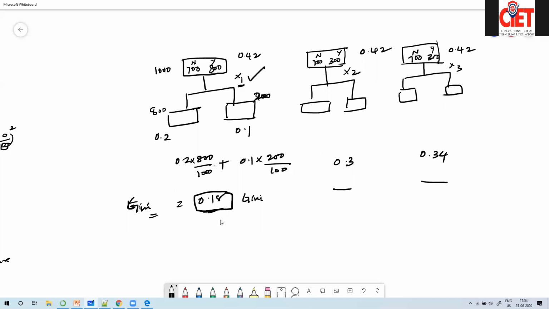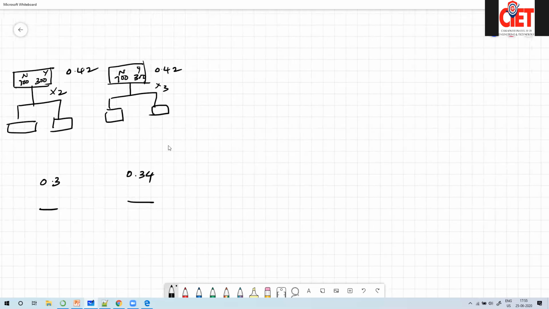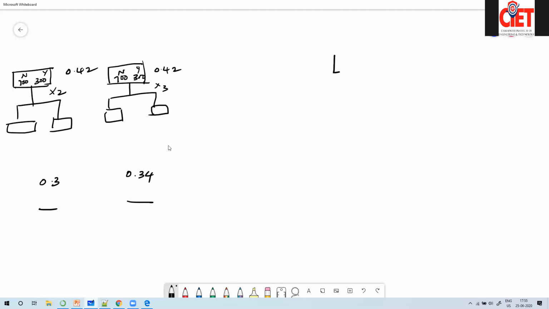Now you have the best split point with x1, which is giving you a Gini of 0.18. x2 is only giving 0.3, x3 is only giving 0.34. And that's how it decides at the root node: whichever variable gives the maximum difference between the Gini of the root node and the Gini of the child nodes, that variable will be allowed to make the split. And this process is repeatedly performed.